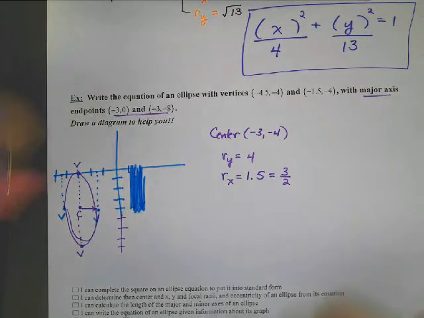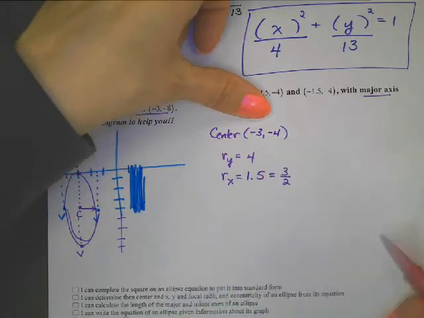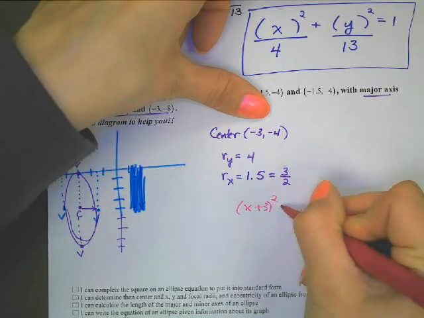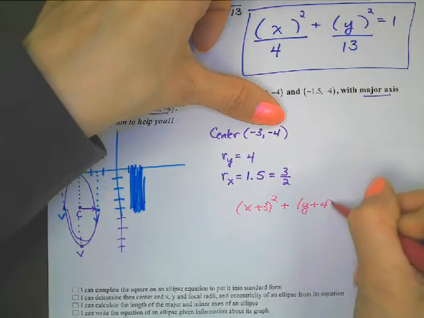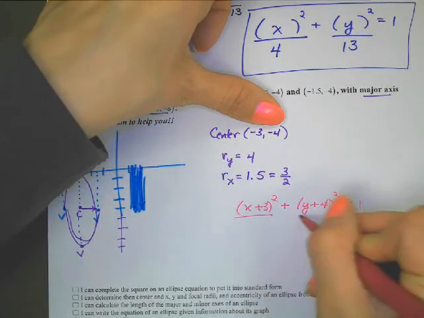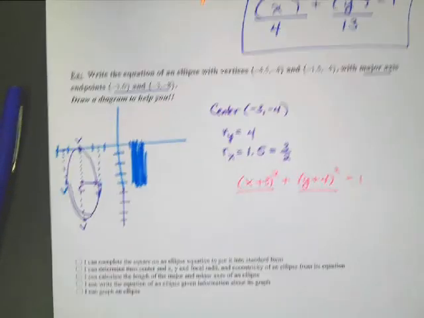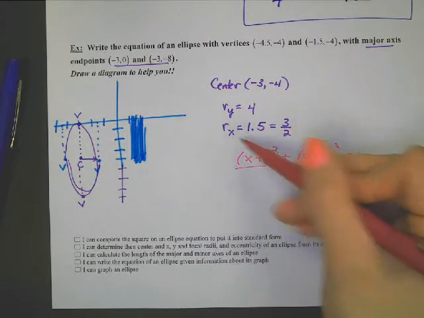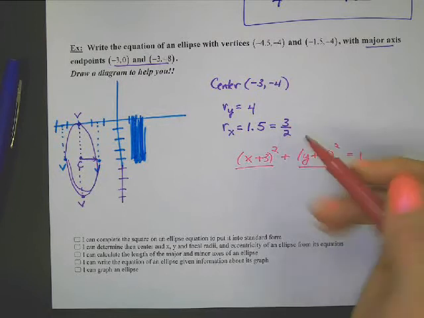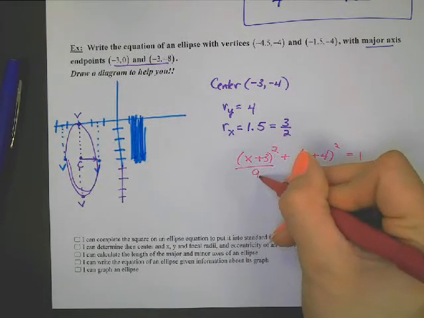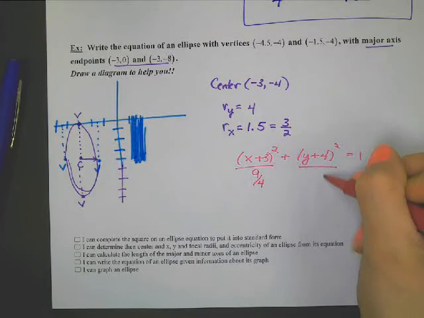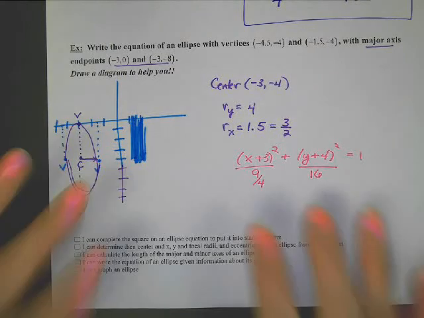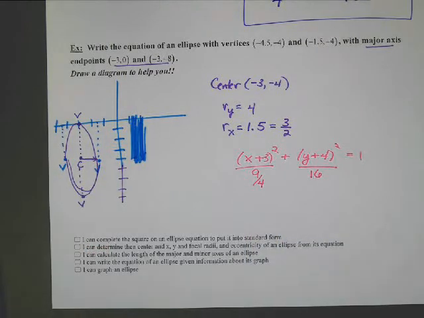Okay, so since the center is negative 3, negative 4, that's going to be x plus 3 squared, and then y plus 4 squared equals 1. And now it's time to just put our r sub x, r sub y squared. So r sub x squared, square the top, square the bottom, 9/4. R sub y squared is 16. Okay, if you understand that much, you are almost done.